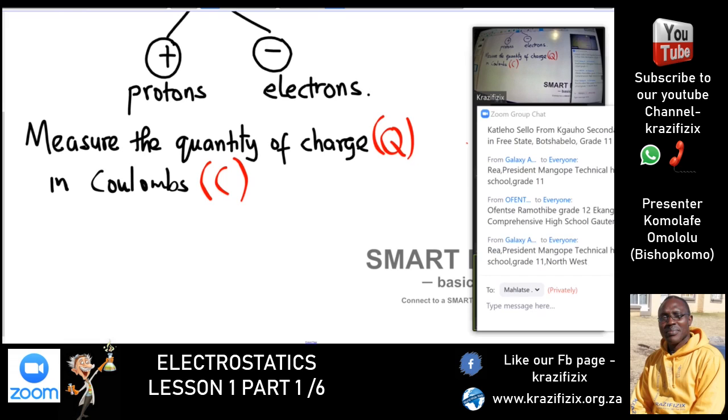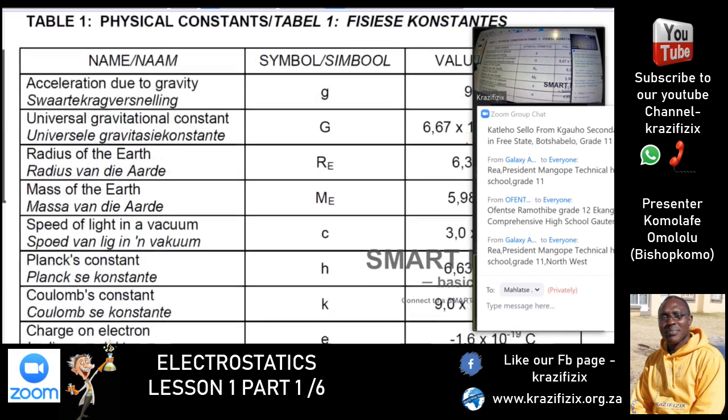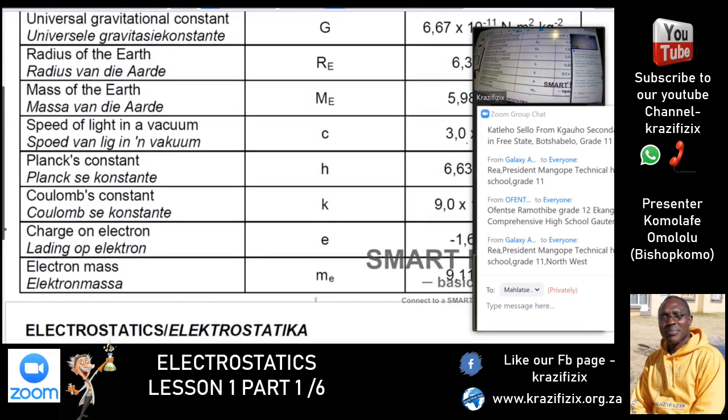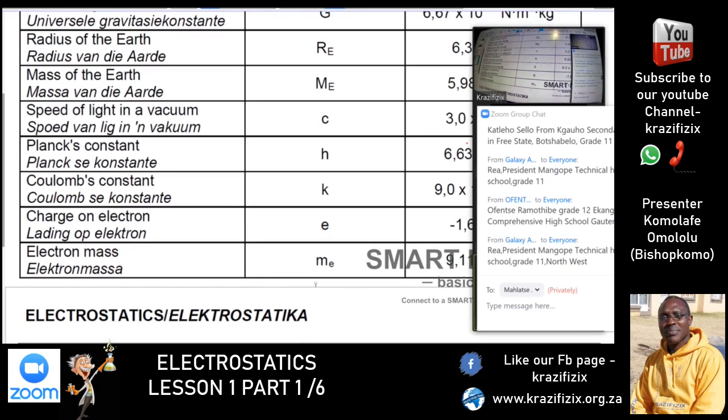So already we said there are two types of charges: positive and negative. The quantity of charge on each of these can be measured. I'm going to go through your formula page right now quickly for you to see the quantity of charge. All right, I'm sure you are used to this page. Look at the charge on an electron. You would see the charge on an electron there.